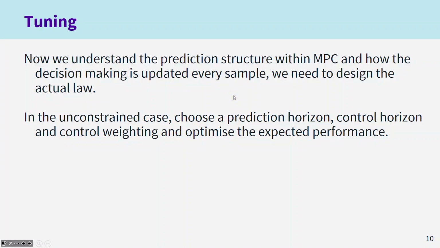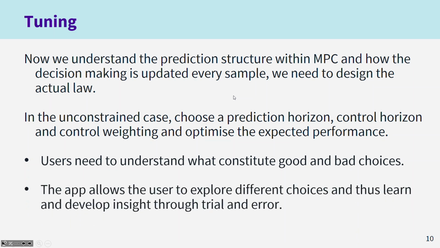So, tuning. Now that we understand the prediction structure within MPC and how decision making is updated every sample, we need to design a law to do this systematically. So in the unconstrained case, you choose a prediction horizon, a control horizon, and a control weighting, and the optimization is automatic. Of course there are good choices of prediction horizon, control horizon, and weighting, and bad choices. And the point of this app is to allow the user to explore different choices. So we're not trying to tell you this is a good answer, this is a bad answer. What we want to do is encourage the user to explore, to do a bit of trial and error, and see if they can gain some insight from experience.